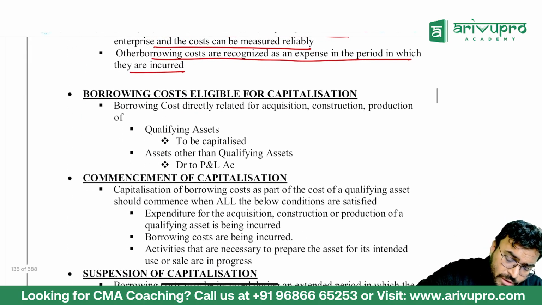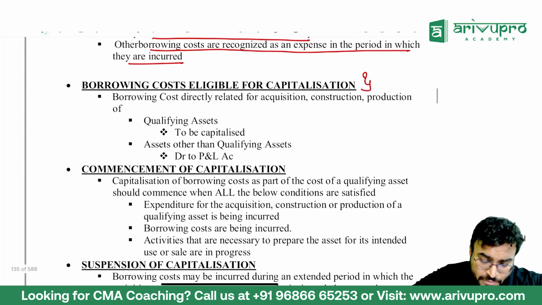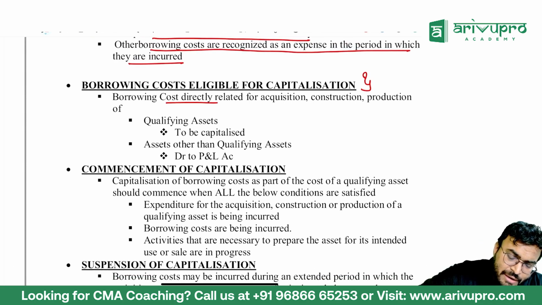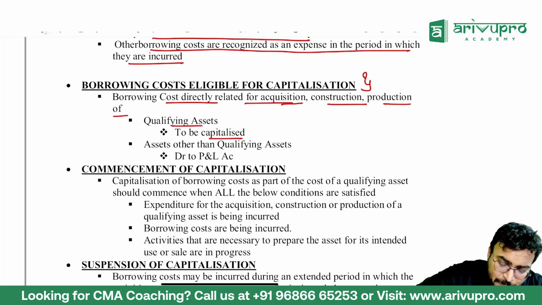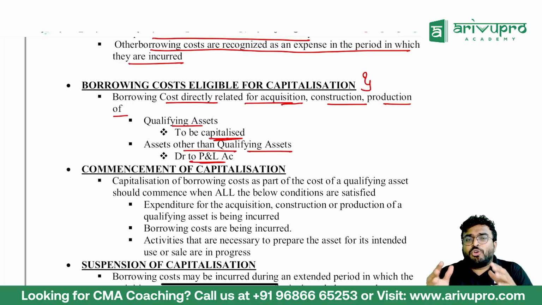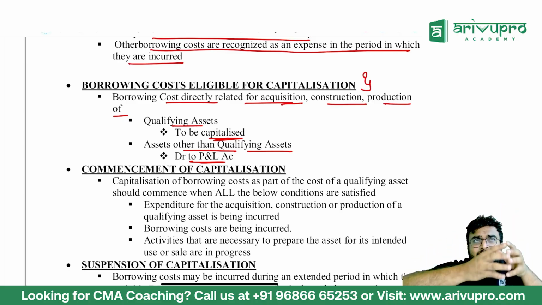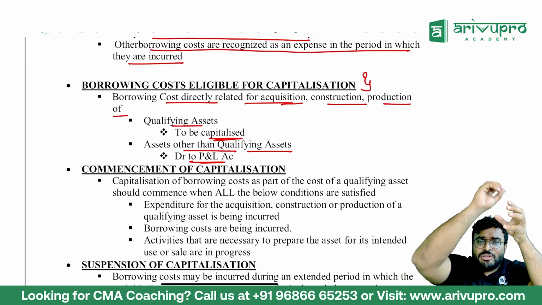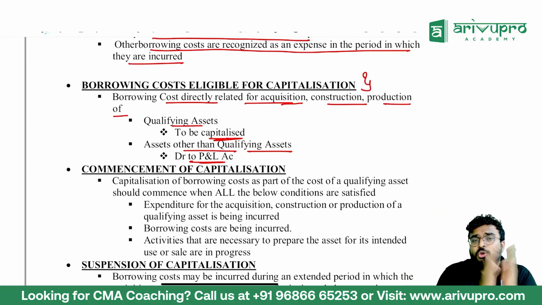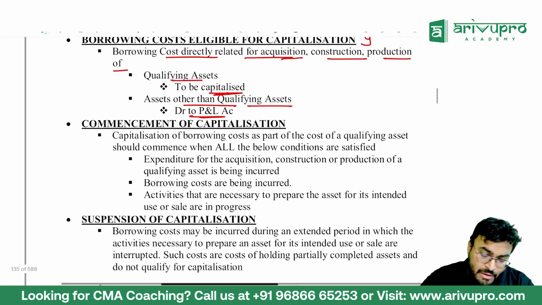Now, borrowing cost eligible for capitalization. Borrowing cost directly related to the acquisition, construction, production of qualifying asset is capitalized. For assets other than qualifying assets, it is debited to P&L. You took one loan and you constructed one building. Till the building is ready, capitalize the borrowing cost. You took one loan and you purchased one AC. AC is not a qualifying asset. Transfer the borrowing cost to P&L, the interest you debited to P&L.